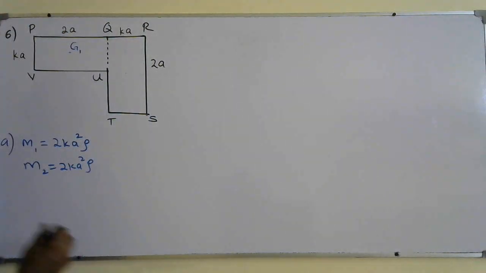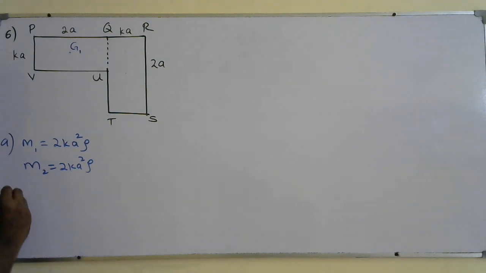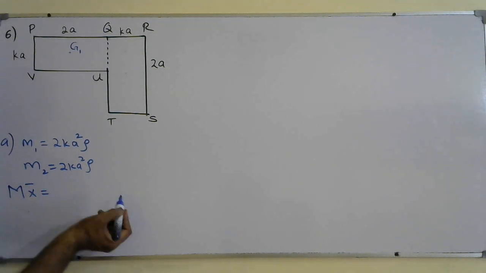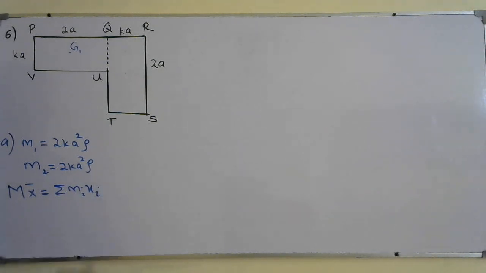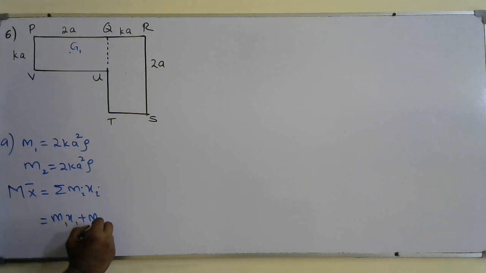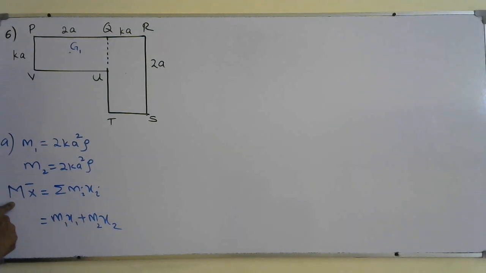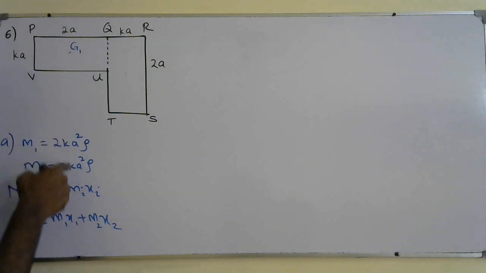So you know, the total mass M into x bar equals sigma mi xi. I don't want to go away from the definition of center of mass. That's the mathematical definition. So that is M1 x1 plus M2 x2, where M is the total mass. For the total mass, we need to add the two masses.